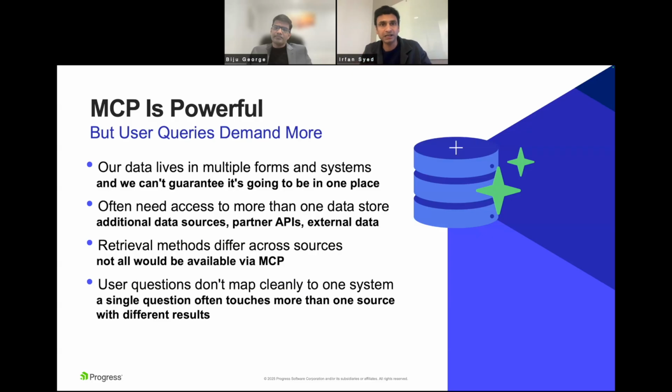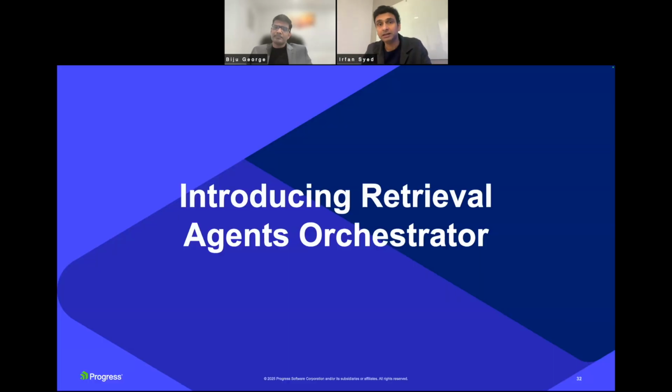Their applications would be living at different places where they demand the data to be extracted by various protocols and various transports. Sometimes you ask a question, and that one single question might need to get the data touching across various data sources. So how do we solve this problem? We are talking about only MCP at this point of time, but how do we solve this problem? That is where we are introducing Retrieval Agents Orchestrator.